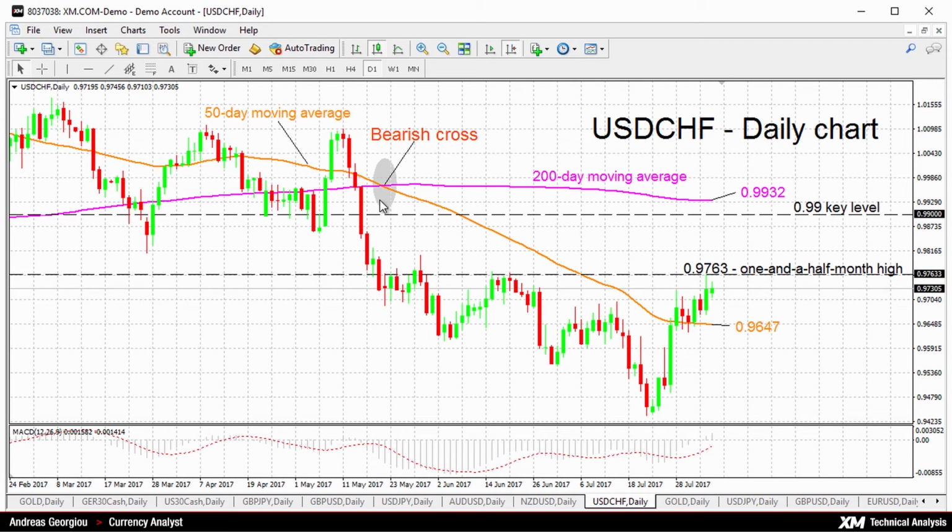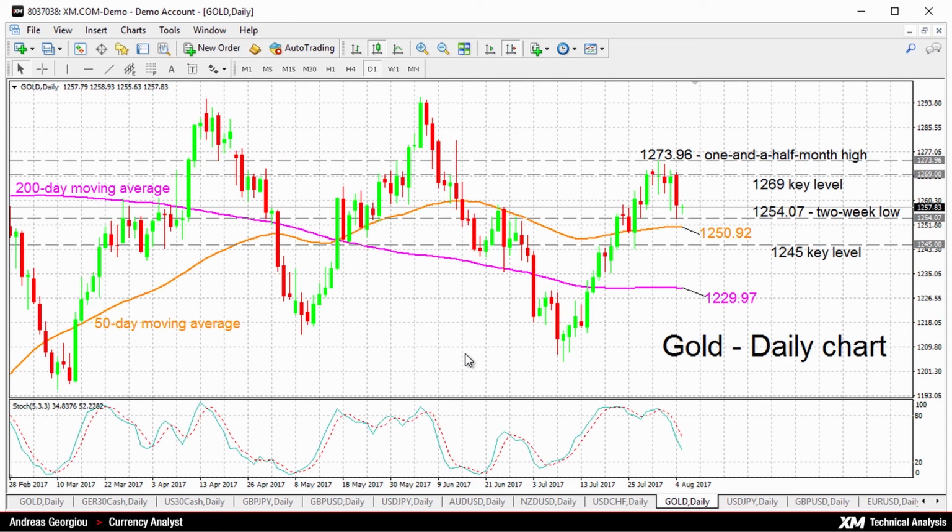Finally, moving into gold on the daily chart. And looking at the stochastics, we can see that the percentage K line is steeply downward sloping as well as below the percentage D line. This is suggesting that momentum in the very short term is to the downside. If the price declines, then the near 2-week low from last Friday and the current level of the 50-day moving average, ranging from 1,254.07 and 1,250.92, could form a support area to the downside.